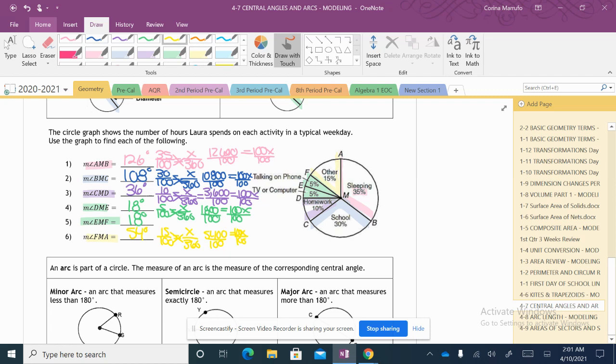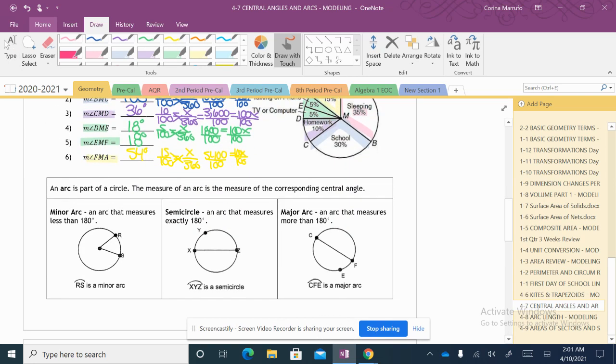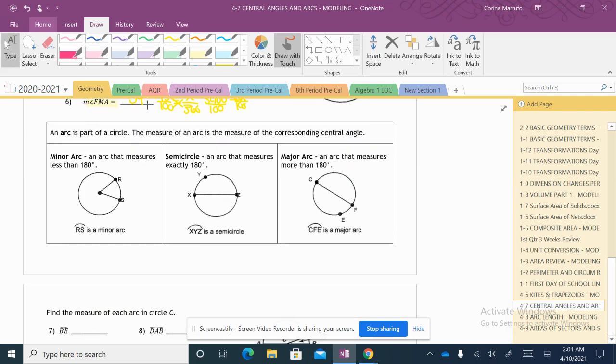Okay, so we're taking that whole piece of the pie and just setting up a proportion. All right, so this next section says an arc is part of a circle. The measure of an arc is the measure of the corresponding angle. So you have what we call a minor arc. Your minor arc is an arc that measures less than 180 degrees. For example, from R to S is a minor arc because it's less than 180 degrees.